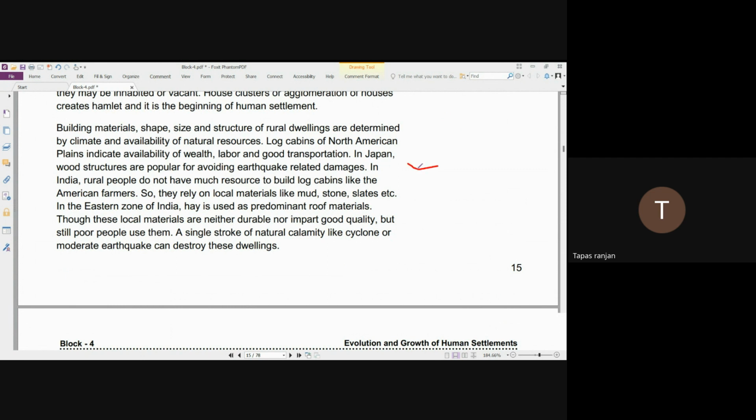Now in India, all the rural settlements found will have different types of building materials, different shapes and sizes. The structure of the rural settlements will be different from that of, let's say, European countries or American countries, because the settlers have to adapt to the natural environment, to what resources they are getting out of it. Based on that only, they will be settling there.